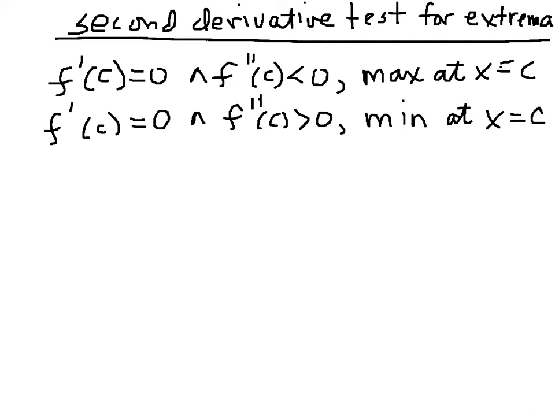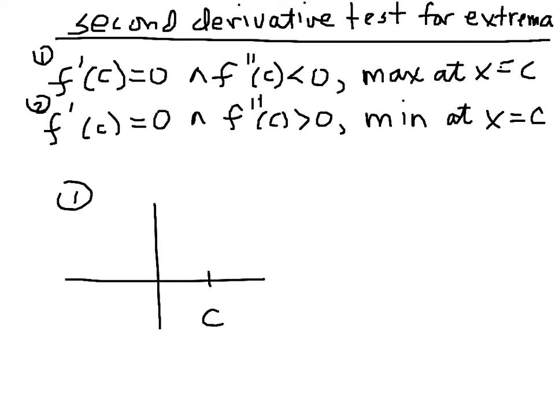And that's a way to tell, using the second derivative, whether we have a max or a min. So let's just look at this. In the first case, I'll call that 1 and we'll call this 2. In the first case, we have a function at a point c. The derivative is 0, so it's flat, and the second derivative is negative, so it's concave down. And that gives us the max.